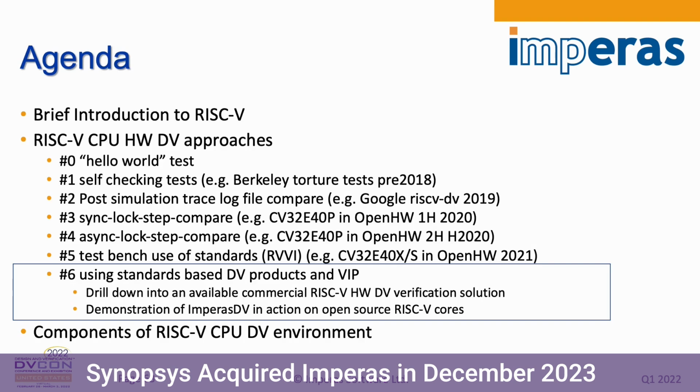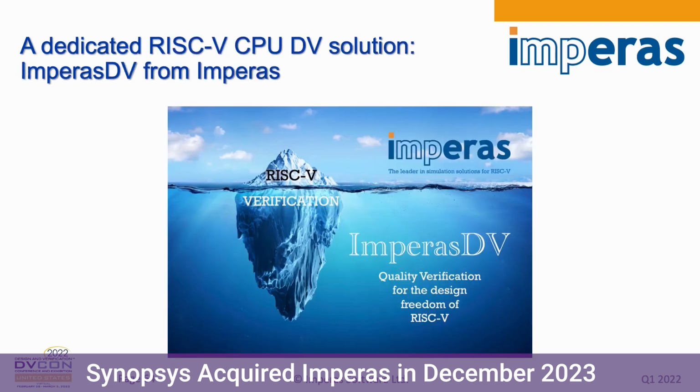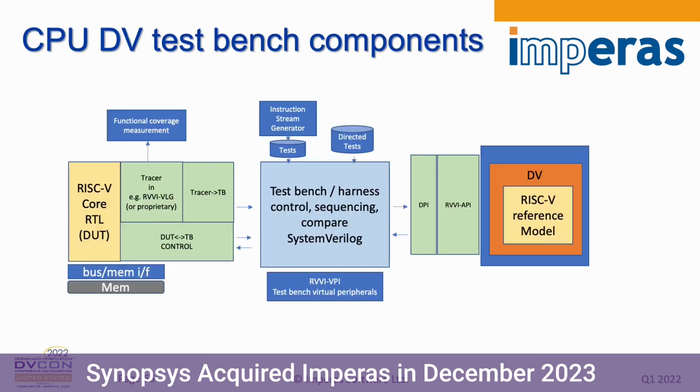So now let's look at how these standards, these verification components are used in a real DV environment. What we're going to do is drill down into an example based around commercial tools, but also with open source cores in there, and walk through that in a detailed demonstration. ImperasDV is the name of the technology that we're going to drill down into. The basic test bench components in there: we're going to be talking about the ImperasDV, which is going to be on the right, the test bench, and then the RISC-V core on the left, which is going to be the lowRISC Ibex.